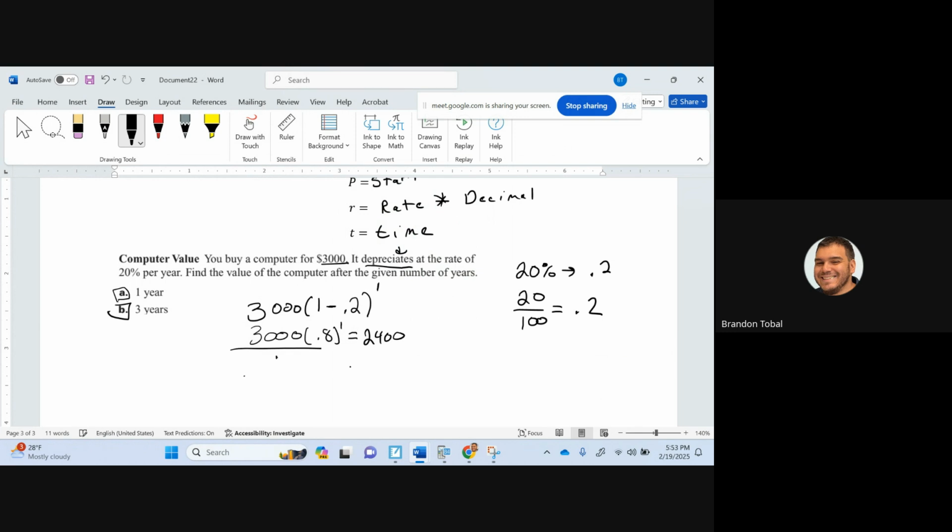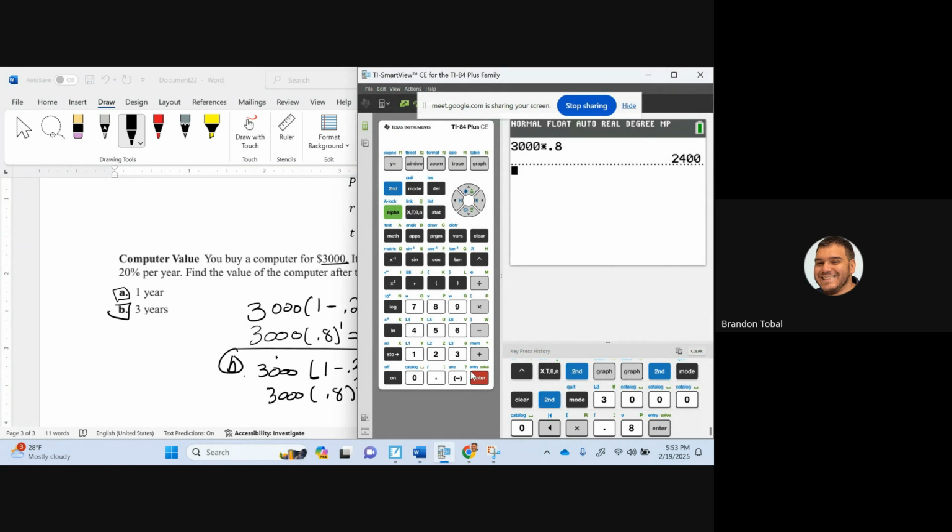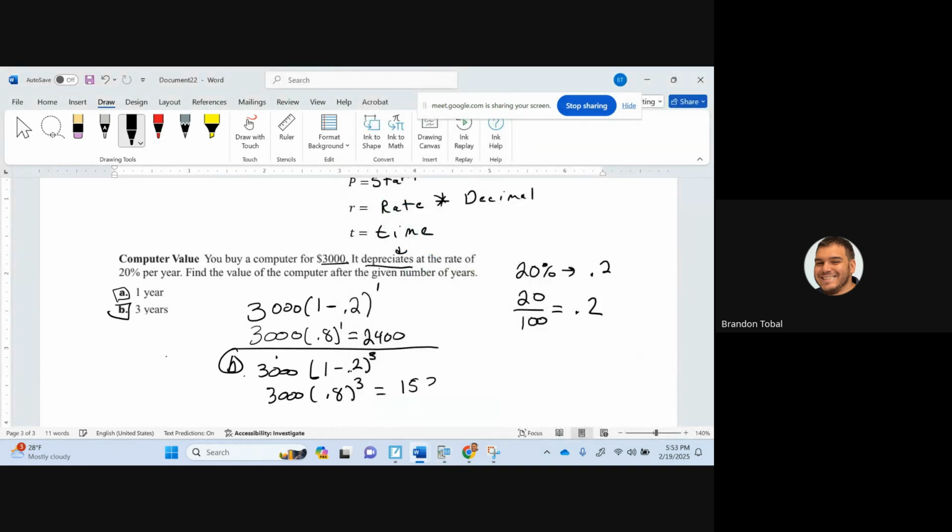For B, it's almost the same question. 3,000 times 1 minus 0.2 to the third power. So 3,000 times 0.8 to the third power. So 3,000 times 0.8 to the power 3. 1536. So that's 1536.